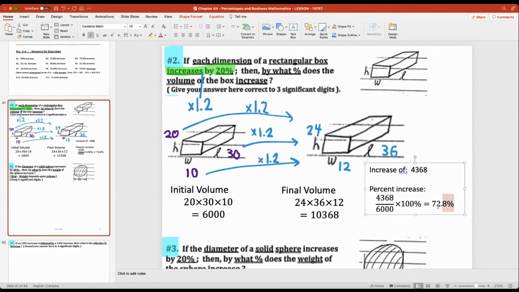There we go. 72.8%. So in other words, if you were to increase the volume, the length of each of these measurements or dimensions on this figure by 20%, the overall volume goes up by 72%. Keep that in mind. If you thought the final answer was going to be 60, because you know 20 plus 20 plus 20 is 60, that's not correct. It's a good guess.